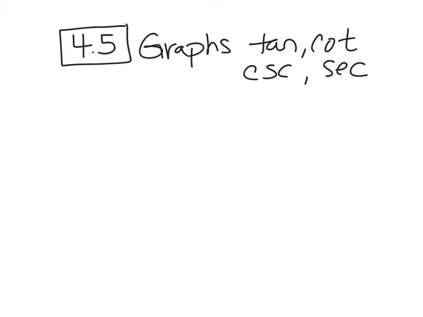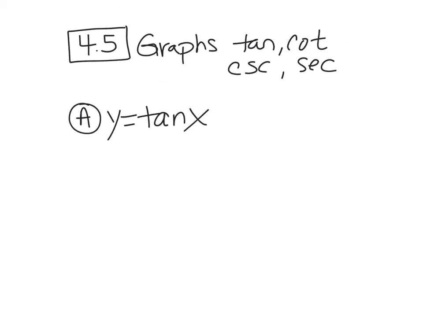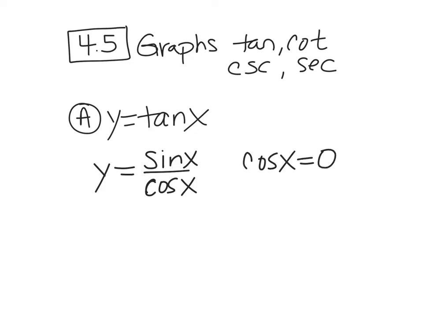Okay, let's start with tangent. Y equals tangent x. All right, so let's graph tangent. Now, as you know from the unit circle, we know that tangent can be undefined. We also know from the unit circle that tangent is the y over the x value, which is the sine over the cosine value. And so anytime that cosine of x is equal to 0, tangent is undefined.